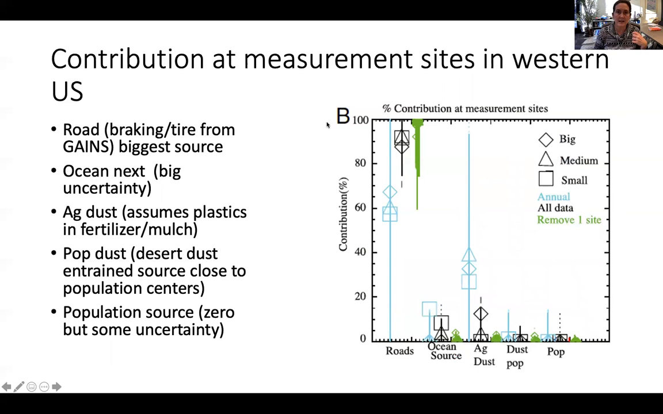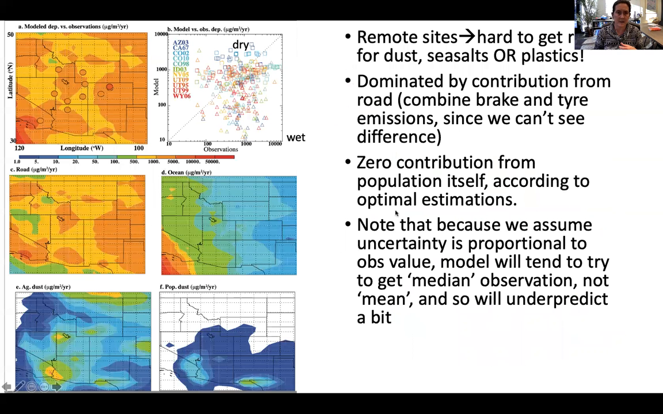So what do we get? Well, we find in the Western US, most of the contribution comes from the road tire source, but the ocean source is not trivial. It could be important with a lot of uncertainty. And some of the other sources, ag source, dust source, and population sources. So these are roughly consistent with what little data there is, but really these all need to be better refined.